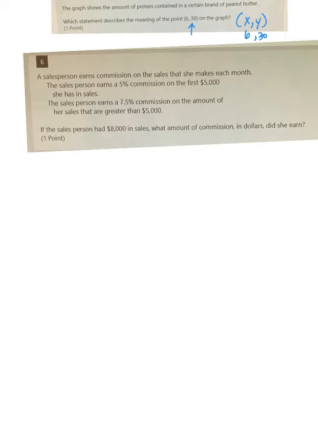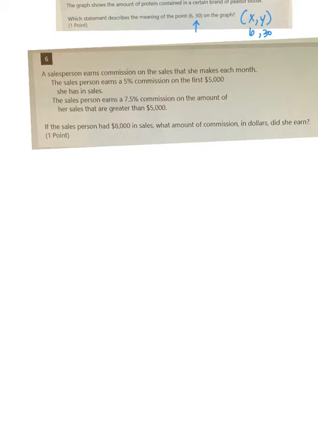The commission problem. A salesperson earns commission. So commission is when you're making money off of your sales. So usually people that are in sales, they have a small salary, but most of their money is earned on this commission. So that's why they try really hard to sell you things. So this salesperson earns 5% on the first $5,000, and then 7.5% commission on anything over $5,000. So they're telling you that this one made $8,000 in sales. What is her commission? Well, we know the first $5,000 is going to make her 5%.